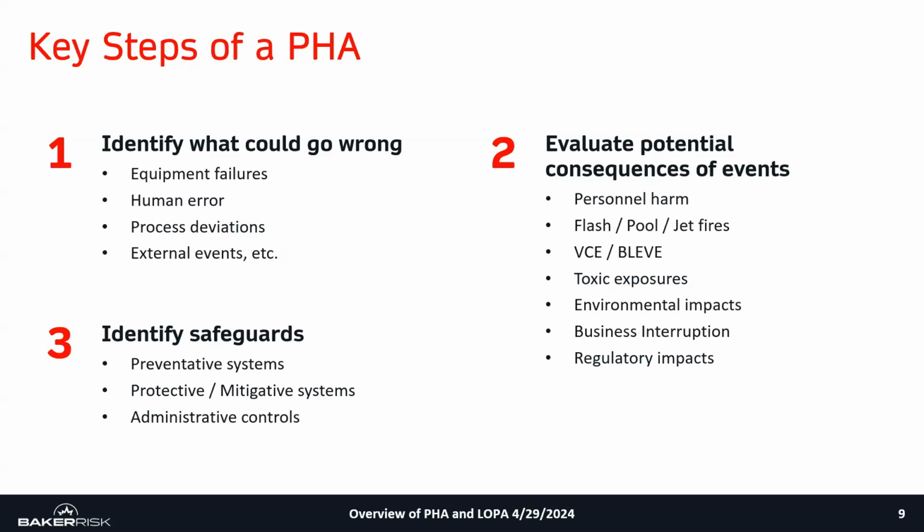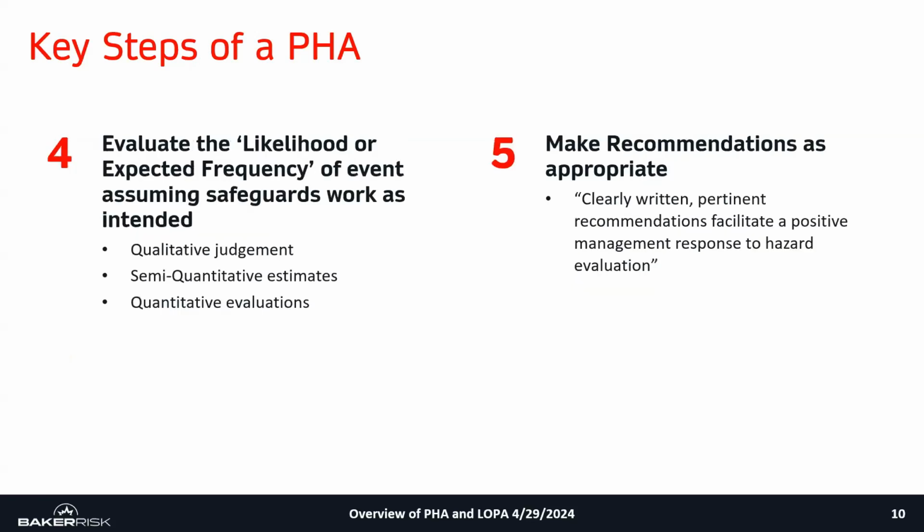The third step is identifying safeguards. So for those scenarios, what safeguards do you have in place? They may be preventative, meaning they prevent the loss of containment and hazard altogether. They may be protective or mitigative, and they reduce the likelihood or severity after the loss of containment happens. Or they may be a combination of both, but are administrative in nature, meaning it requires human input for the safeguard to work. Step 4, evaluate the likelihood of the event occurring, assuming your safeguards work.